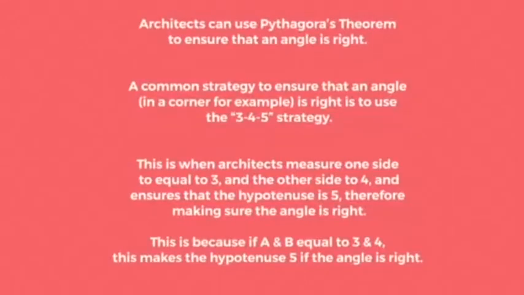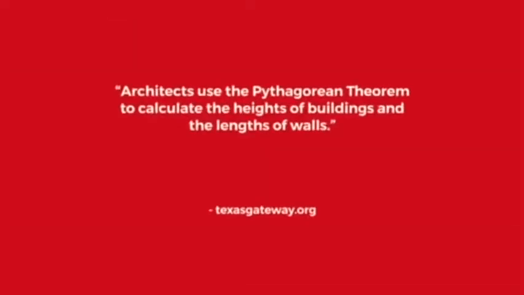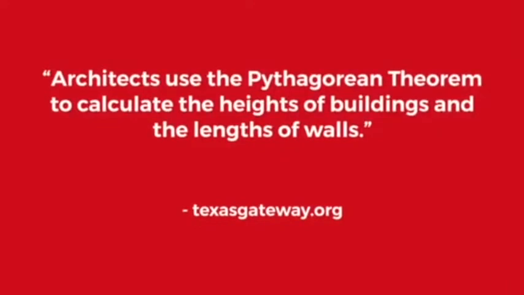A common strategy to ensure that an angle in a corner, for example, is right, is to use the 3, 4, 5 strategy. This is when an architect measures one side to equal 3 and the other side to 4, and ensures that the hypotenuse is 5. Therefore making sure the angle is right. This is because if A and B equal 3 and 4, this makes the hypotenuse 5 if the angle is right. Architects use the Pythagorean theorem to calculate the heights of buildings and the length of walls.